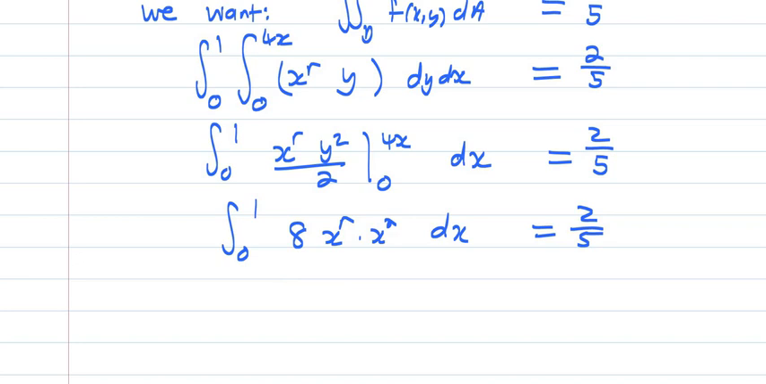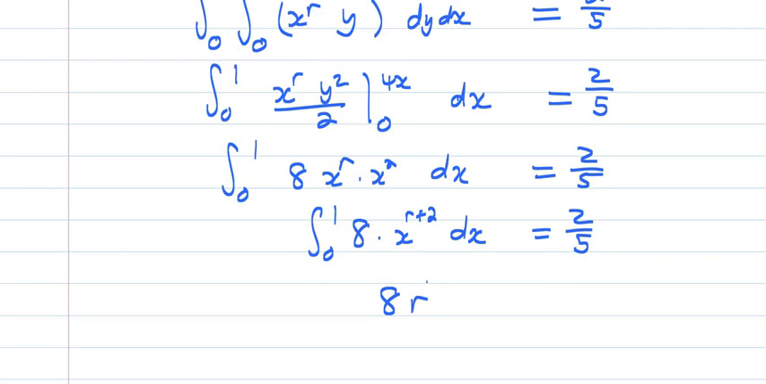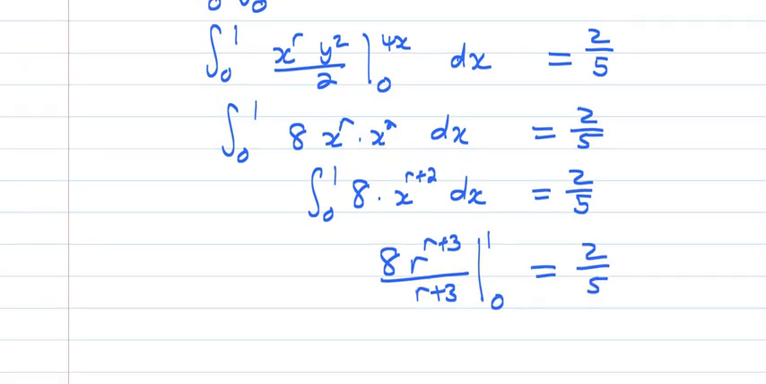And again, with a little bit of high school mathematics, we can write this as 8 times x to the power r plus 2 dx, which we want to be 2 over 5. Now we integrate this, so we add 1 to the exponent and divide by r plus 3, because r plus 2 plus 1 is r plus 3. Plug in 1, plug in 0, and we want it to be 2 over 5. This is meant to be an x, apologies for that. If I replace x with 0, I get 0, so I'm not going to write that down. If I plug in 1, I end up getting 8 over r plus 3 is equal to 2 over 5.